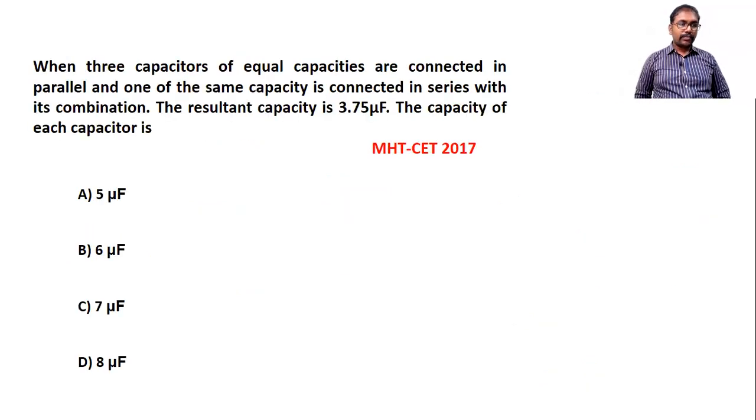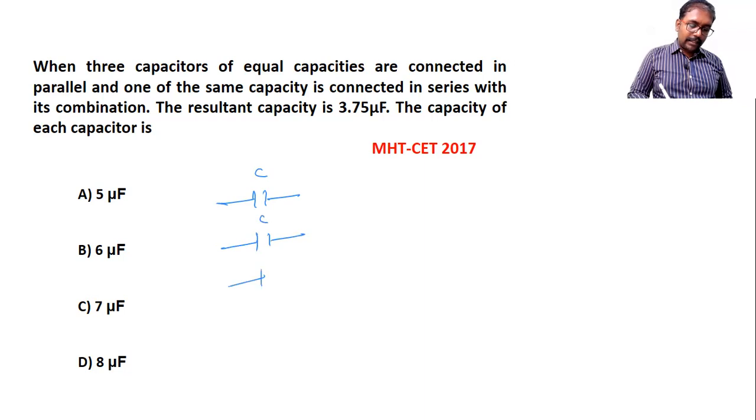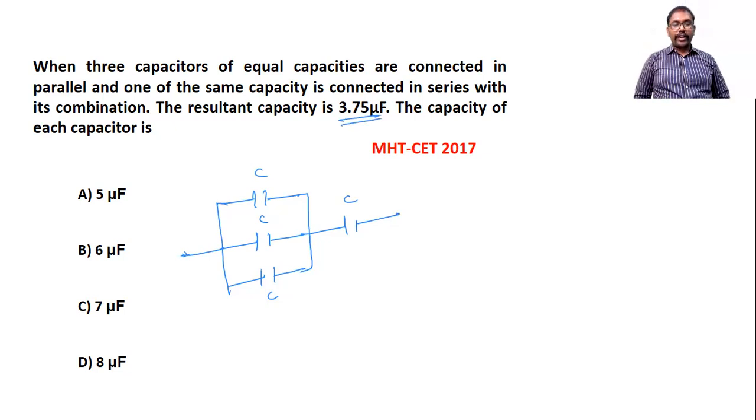Now next question. When 3 capacitors of equal capacity are connected in parallel and one of the same capacity is connected in series with this combination, it means that this is C. So here it is C and here it is C. They are connected in parallel and one capacitor is connected in series, and the total capacity of this combination is 3.75 microfarad. The capacity of each capacitor we have to find out.